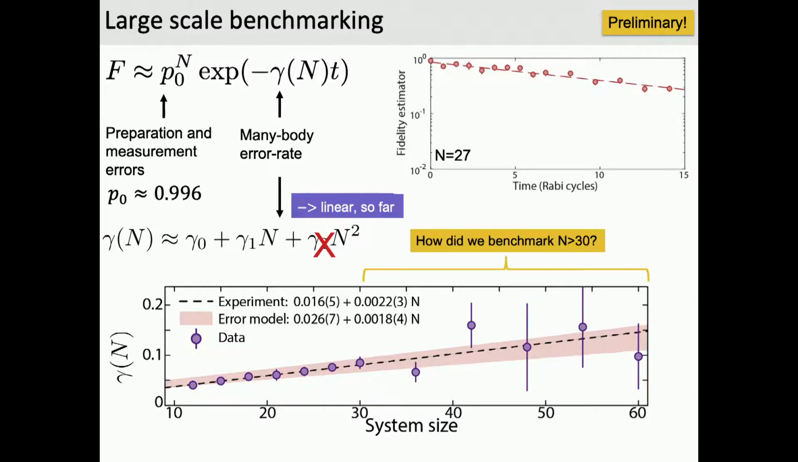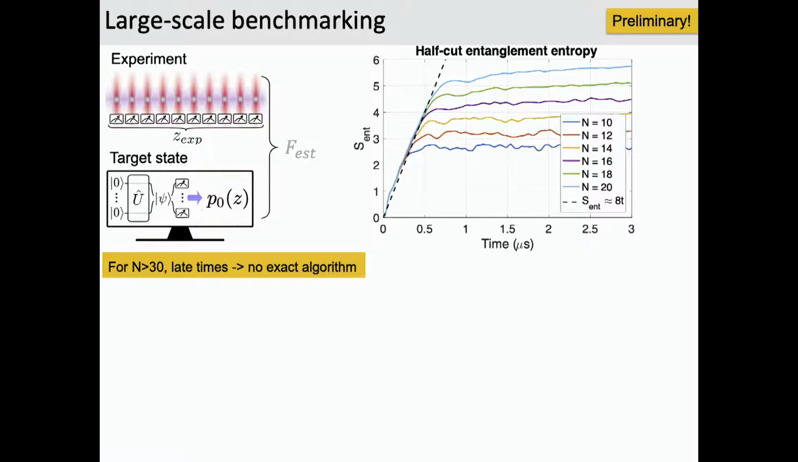Okay. So you might ask, how did we actually benchmark anything larger than 30 qubits, where you don't even have a reference state anymore to compare against? For n equals 30 or larger, at late times, there's no exact algorithm anymore. It's just fundamentally not possible. The reason is that the entanglement entropy in the system is too high. This is a very, very high entanglement entropy regime that we work in.